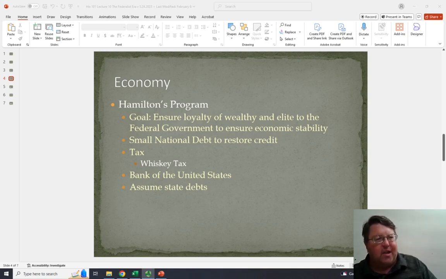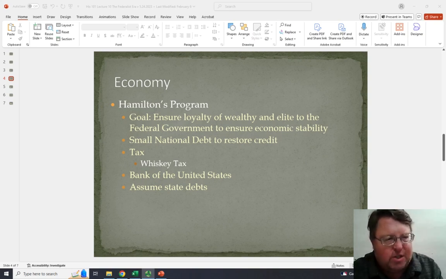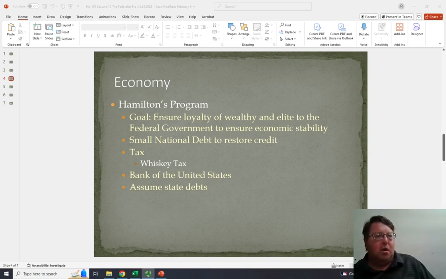And one example of that is state debts. If we're going to take over assuming state debts, you're taking over the economy to some extent. You're taking over a state's ability to control its economy, its budget to some extent, by saying we're going to assume state debts.